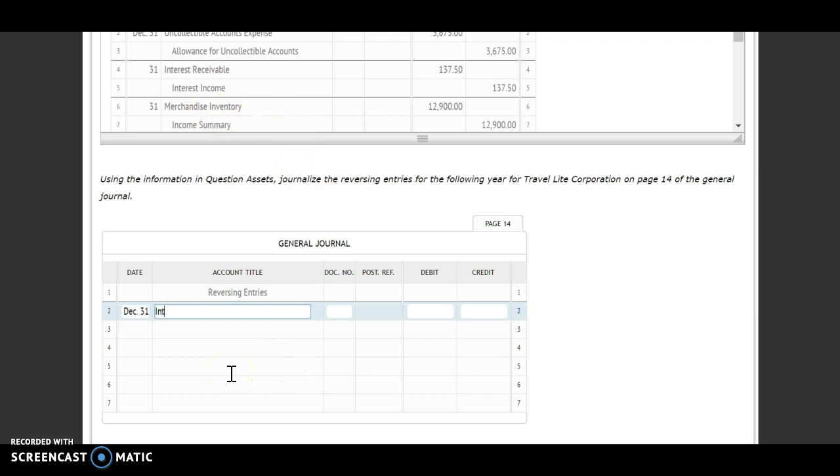So I'm going to debit interest income for 137.50. And I'm going to credit interest receivable for 137.50.